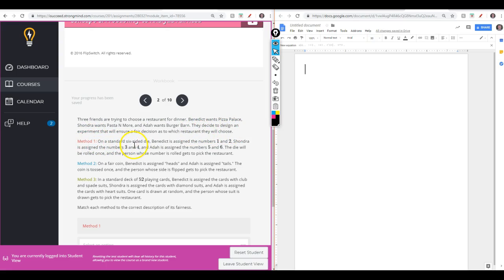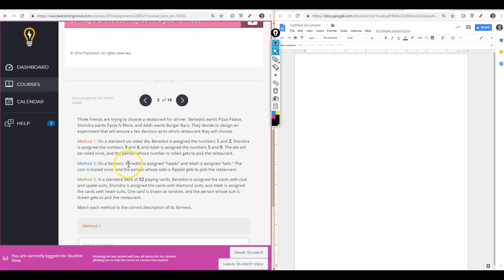On a standard 6-sided die, Benedict is assigned the numbers 1 and 2, Chandra is assigned the numbers 3 and 4, and Ada is assigned the numbers 5 and 6. The die will be rolled once, and the person whose number is rolled gets to pick the restaurant.